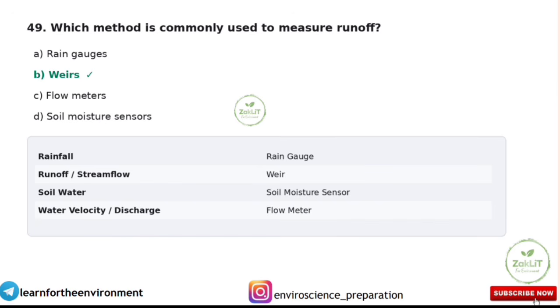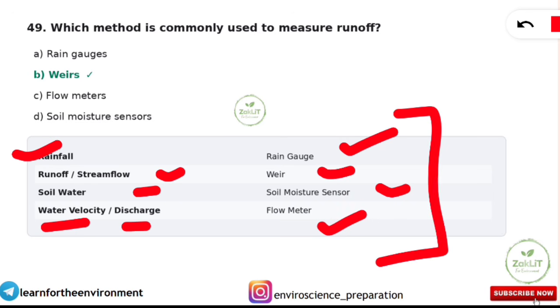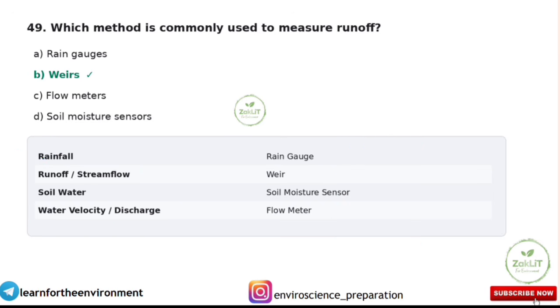So water runoff. Apart from that, you should also know all these four. Rainfall, it is measured with the help of rain gauge. Runoff or stream flow, it is measured with the help of weir. Soil water with the help of soil moisture sensor. Water velocity or water discharge, it is measured with the flow meter. So these four are the important technical terms you should note down. It may come from these units also, this question, this pattern.